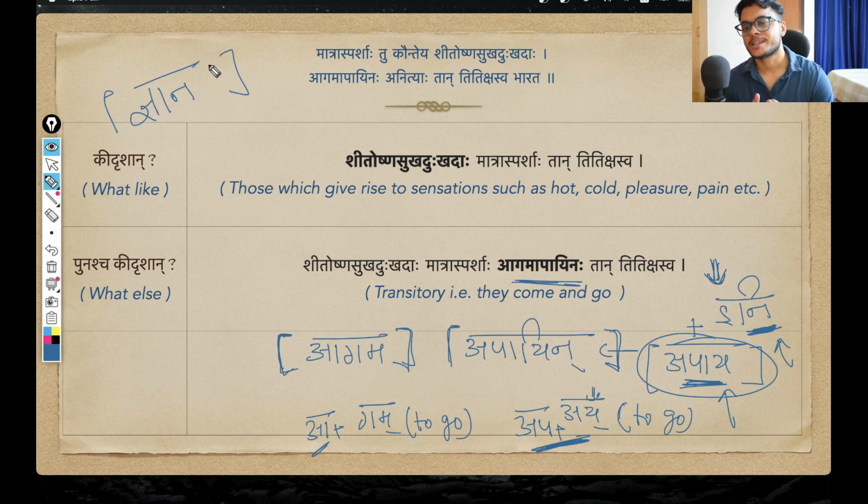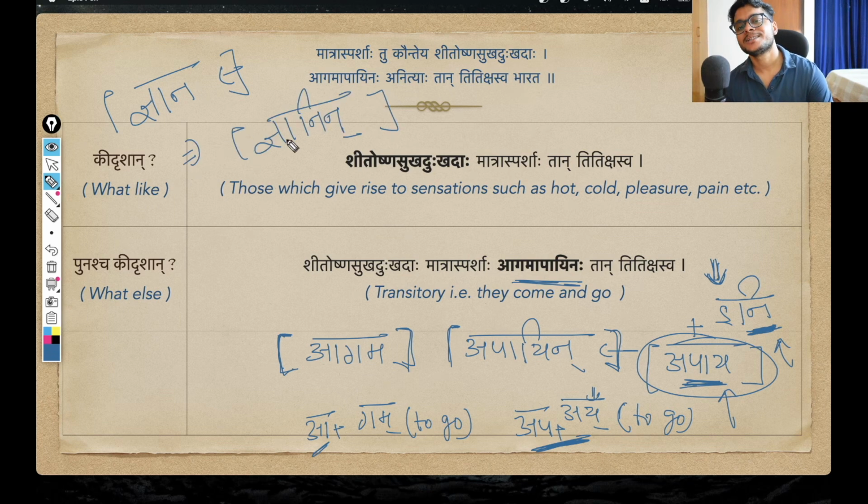Jnana means knowledge, right? And when I modify this pratipadika using this ini suffix, we get another pratipadika, that is jnanin. And who is jnanin? Jnanin is someone who is endowed with knowledge. Because from this pratipadika we get the form jnani, a wise person, a knowledgeable person. So from one pratipadika we are getting another pratipadika. From this jnana we are getting someone who is endowed with jnana using this ini suffix. Okay, so I hope this suffix is clear.